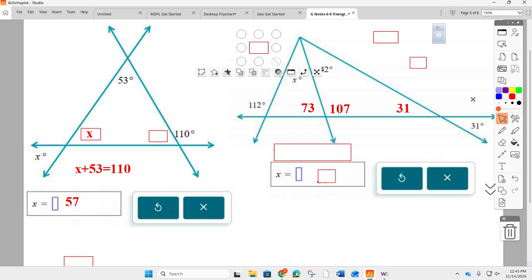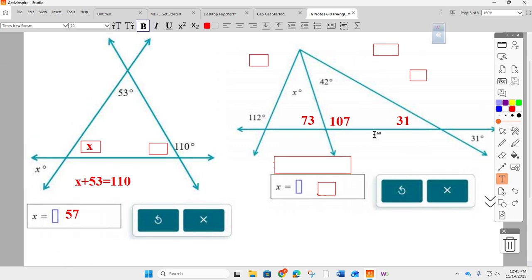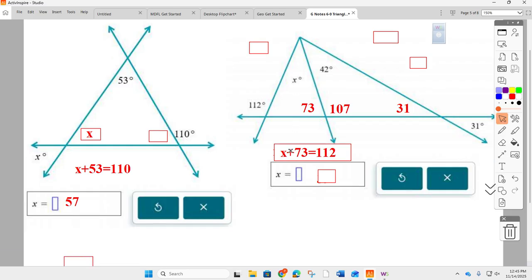So now we have two remote angles. This one we don't know. This one we do know. So we could write our equation, x plus 73 equals 112. Right? Does that make sense? Okay. So we subtract 73 from both sides. Now we have the measure of that angle, and that angle is the one they're talking about right there. It would be 39.